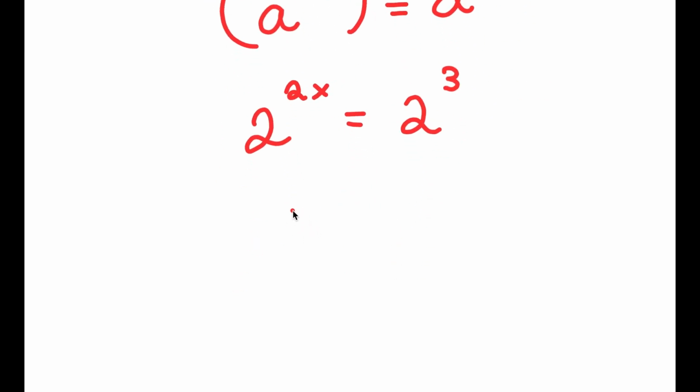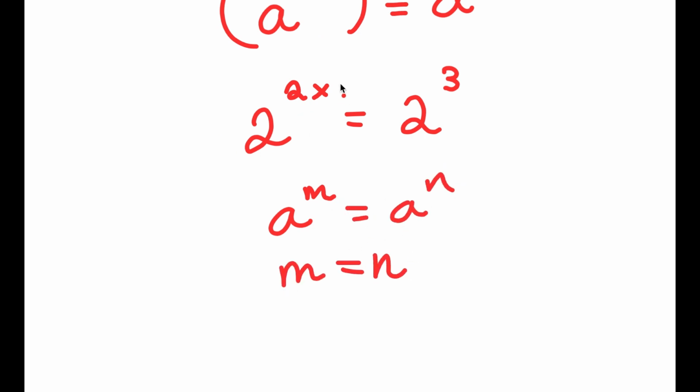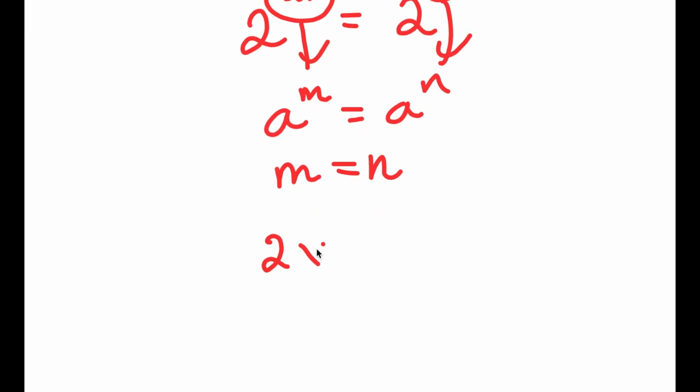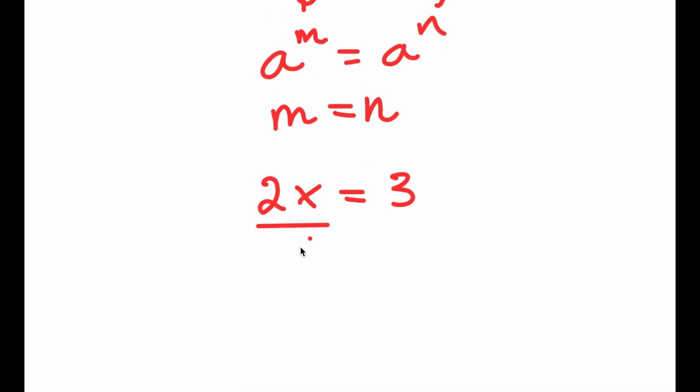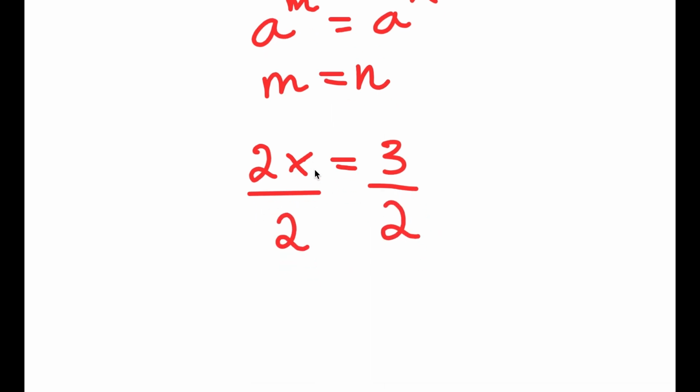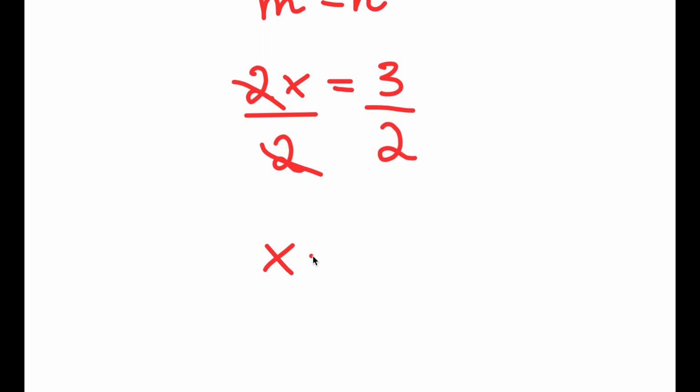And now, if I have something in the form a to the power of m is equal to a to the power of n, this means that m is equal to n. Meaning in this case, 2x is equal to m and 3 is n. So I have 2x is equal to 3. And this is a simple equation. All I have to do is divide both sides by 2. So then these two cancel out, and I get x is equal to 3 over 2.